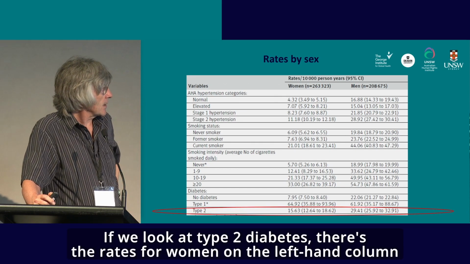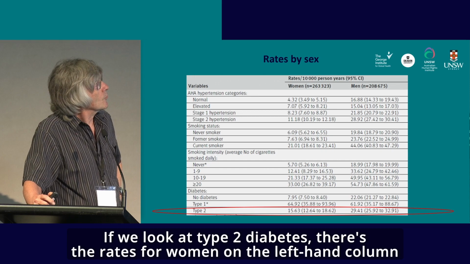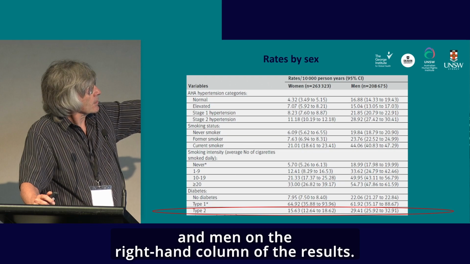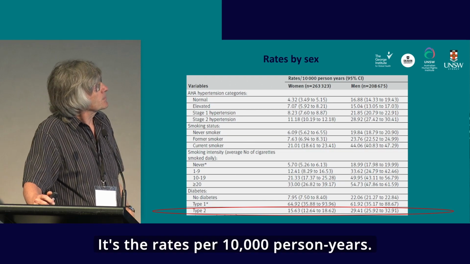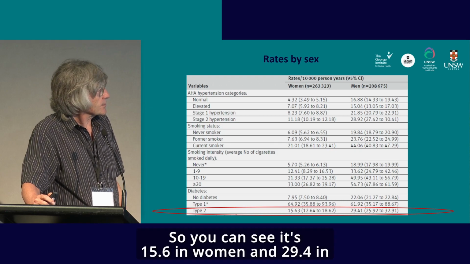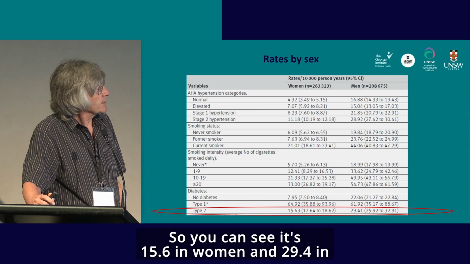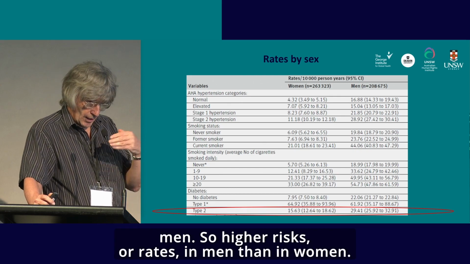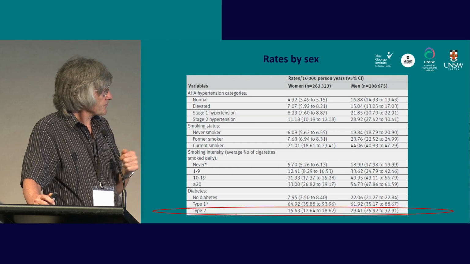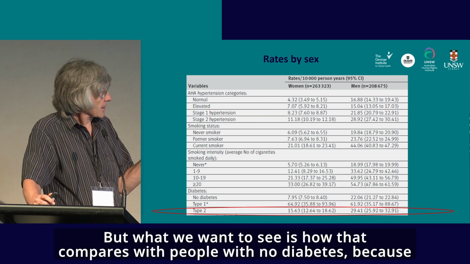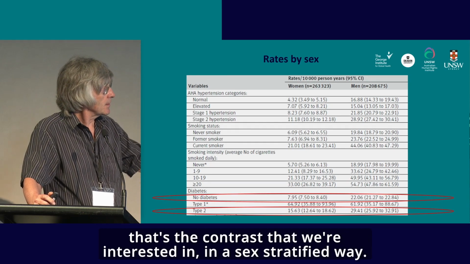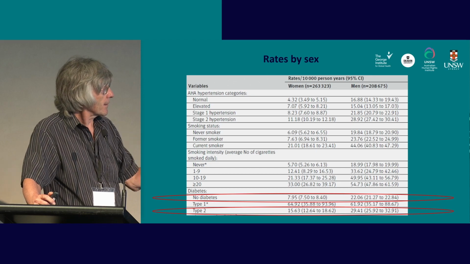When we look at the rates by sex to begin with, we looked, as I said, a lot of different risk factors. There's more than actually on this page even, but I've just taken this obviously from the publication. If we look at type 2 diabetes, there's the rates for women on the left-hand column and men on the right-hand column of the results. It's the rates per 10,000 person years. So you can see it's 15.6 in women and 29.4 in men. So higher risks or rates in men than in women.